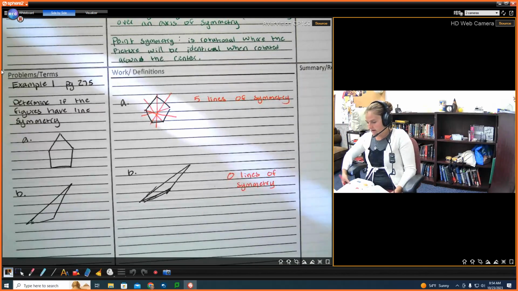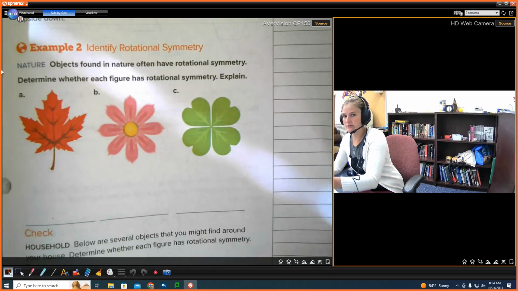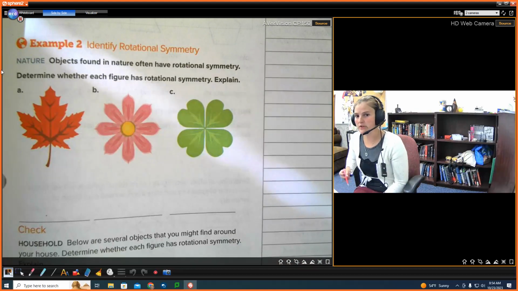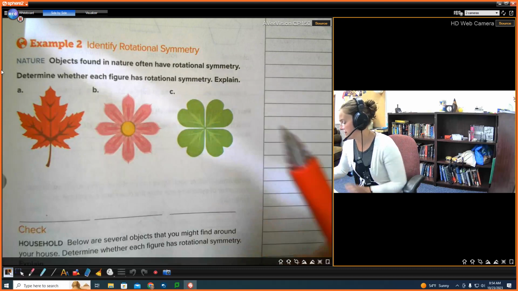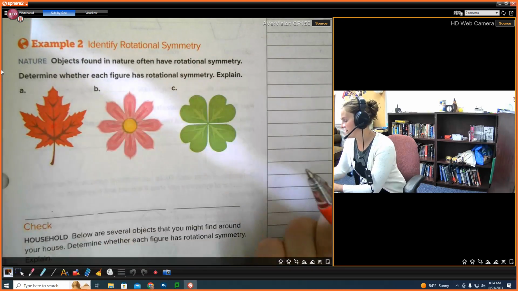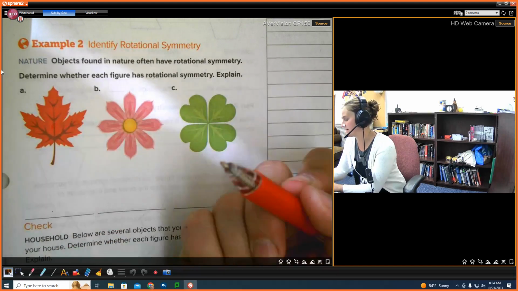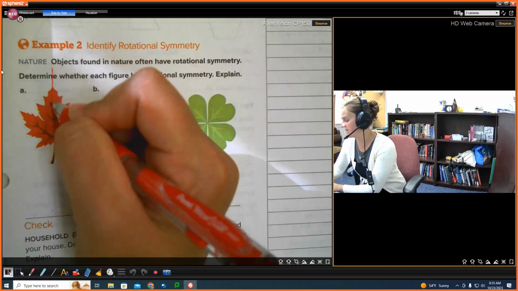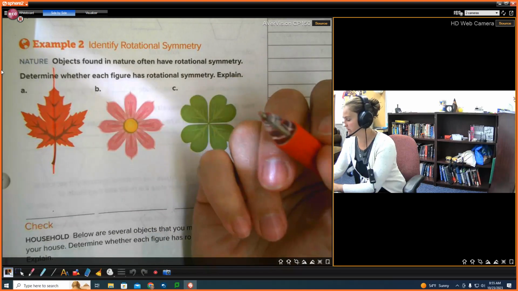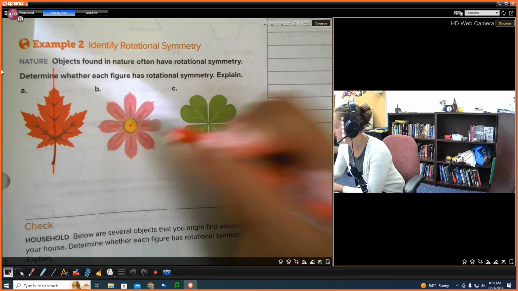Okay. And then example 2 says identify rotational symmetry. We're not going to draw this one out. Objects found in nature often have rotational symmetry. Determine whether each one does. So does this have rotational symmetry? No, right? You can't rotate it and make the exact same shape. It's probably pretty close to being line symmetry though, right? What about this one? It does.